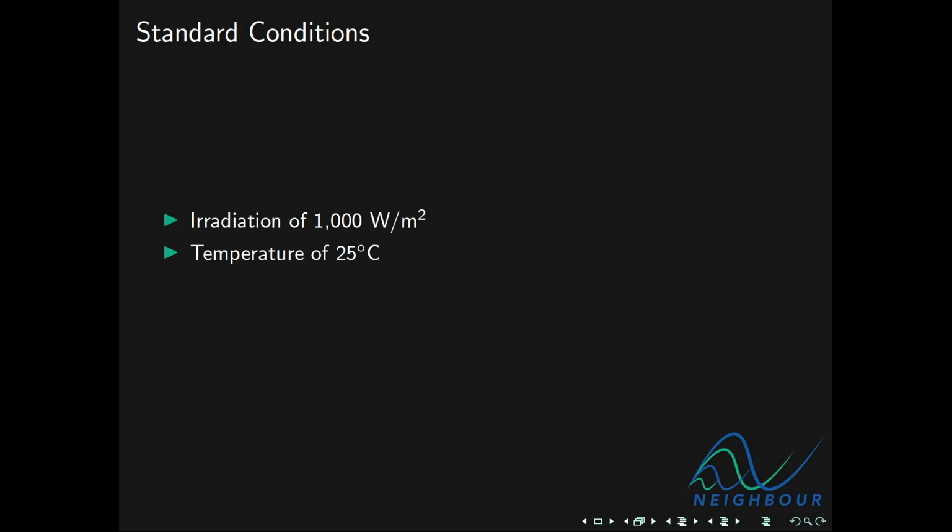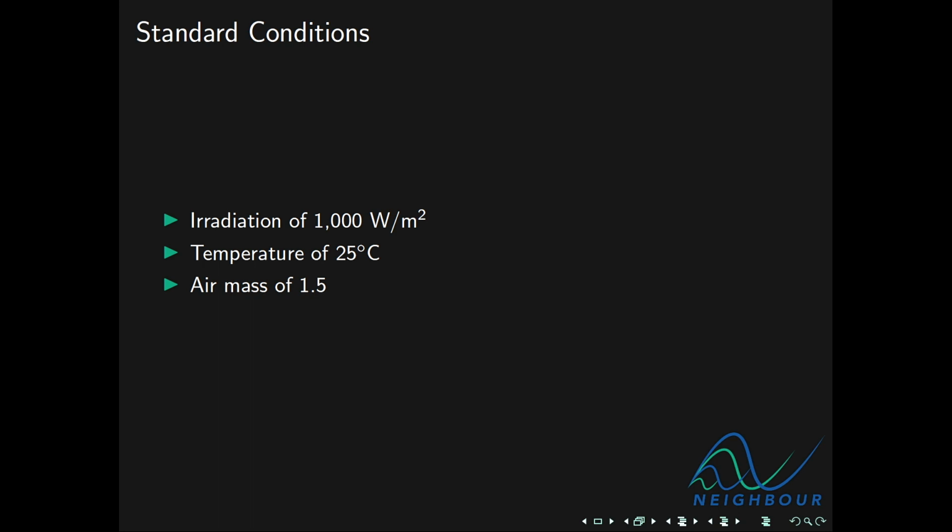Now let's talk about standard conditions that we use to report PV performance. These are a full sun intensity of 1 kilowatt per meter squared, which is often referred to as a full sun intensity, and it's more or less a universal value. A cell temperature of 25 degrees Celsius, and then air mass of 1.5.